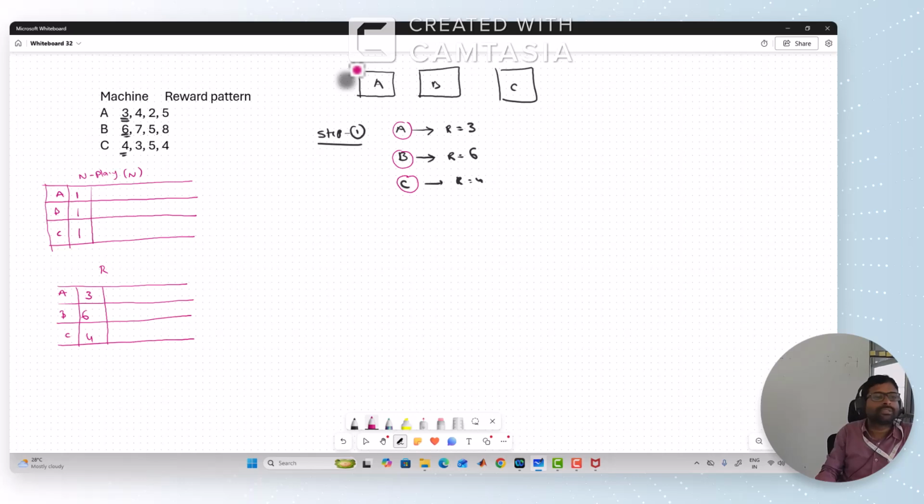So there are already 3 plays that have happened in the casino: one on machine A, one on machine B, one on machine C, all done by the employee for initial data preparation. Similarly, you have to prepare the Q table. Q table means estimated Q values. Again it has 3 rows because we have 3 machines.